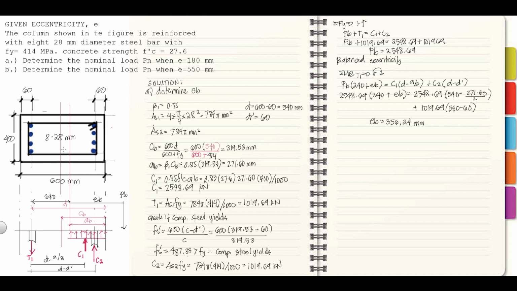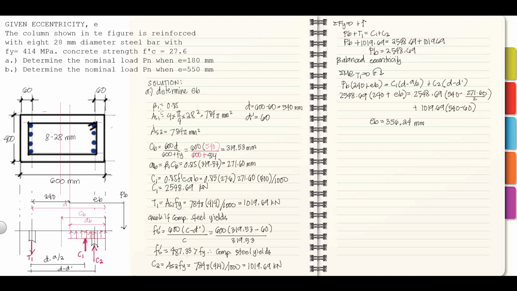Alright. So for the solution, nilagay ko na dito class. Sinulat ko na agad para mabilis yung pag-solve ng eb, dahil tinuro ko naman na to last meeting, last video. So, bilisan na lang natin yung part na to. So, the first step is determine the balance eccentricity, the eb.